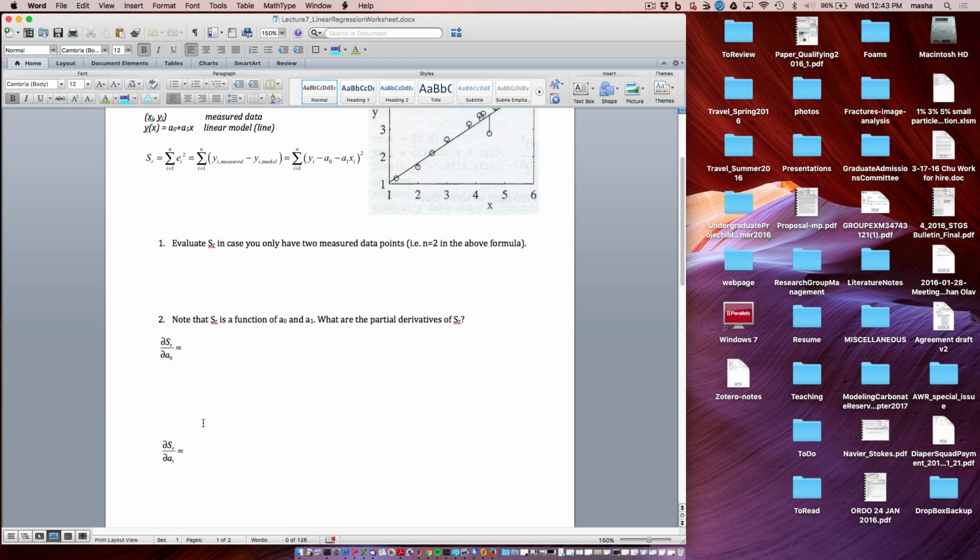So just take the one that you computed, SR, that one, and do a partial derivative of that. Unless you feel like a challenge in writing sums, then go for it. Go for it.